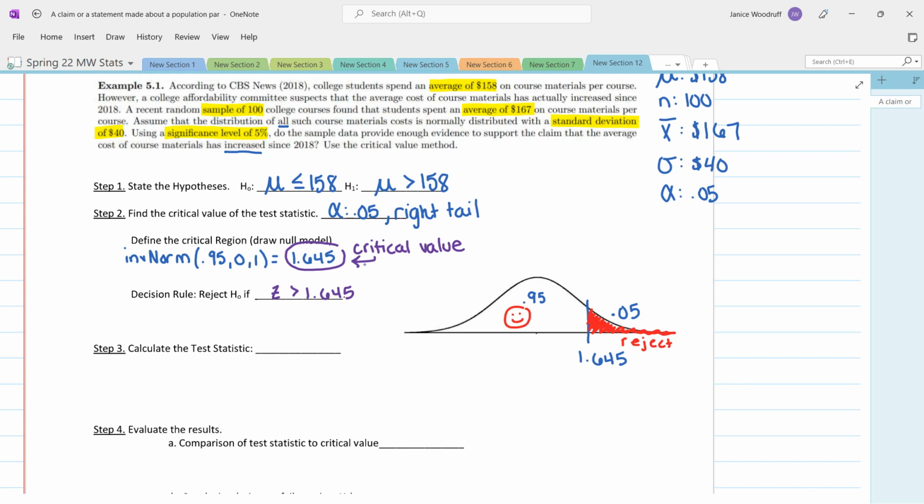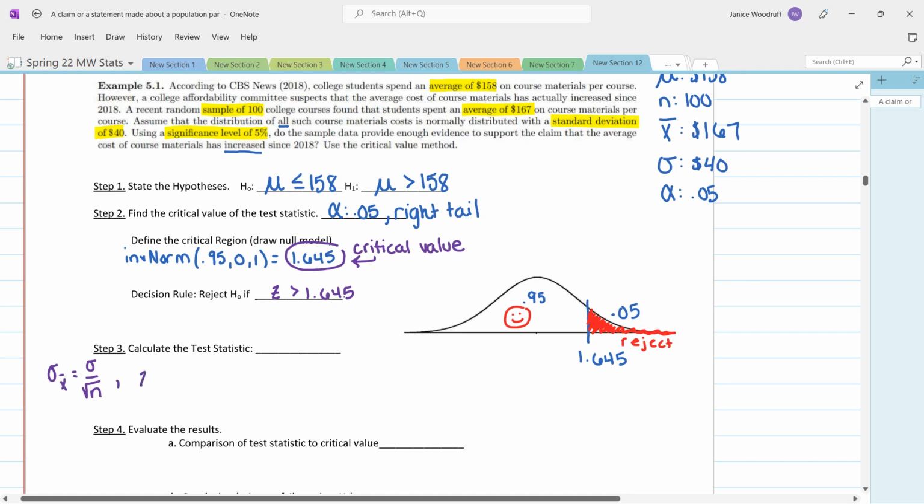Now the actual z-value of this data, that's called the test statistic. So you want to find the test statistic. Now you're still using the same calculations from chapter 7. So the test statistic: you're going to first find the standard deviation of x bar, which is the standard deviation of the population over the square root of the sample size. And then you're going to find the z-value, which is x bar minus the mean over the standard deviation of x bar. So those are the two formulas you're going to be using.